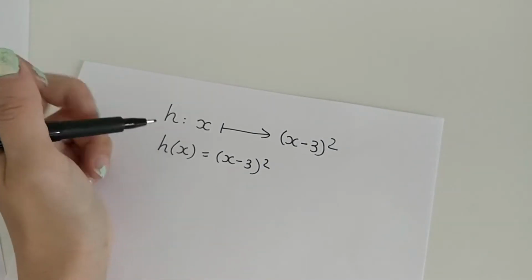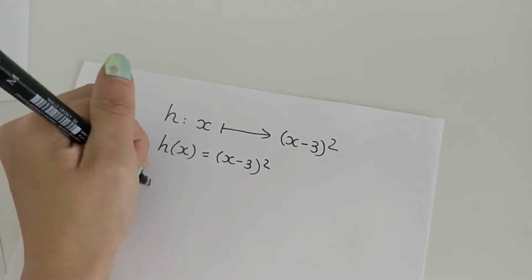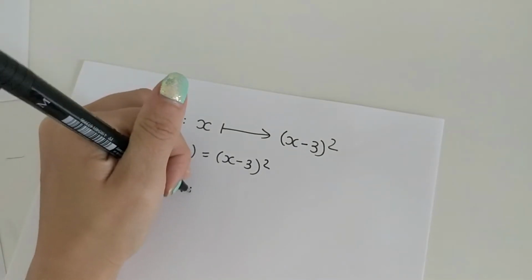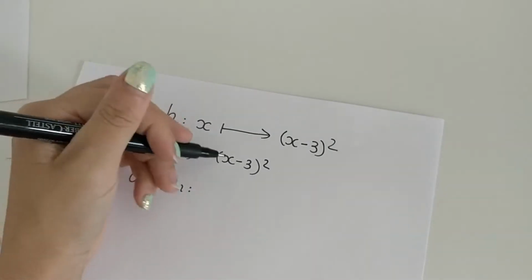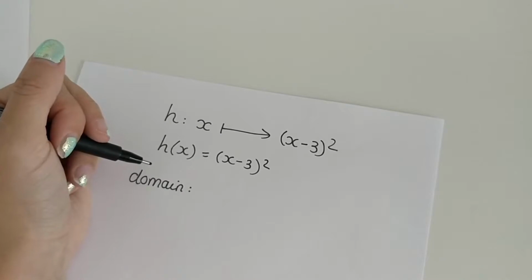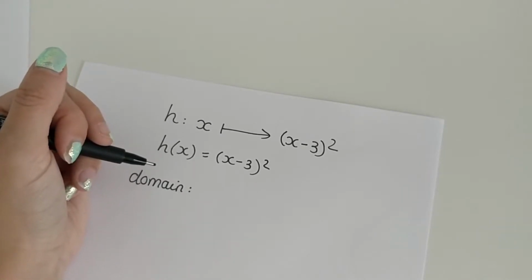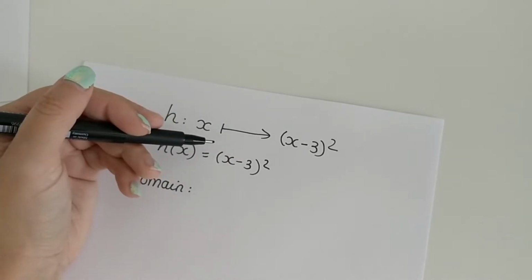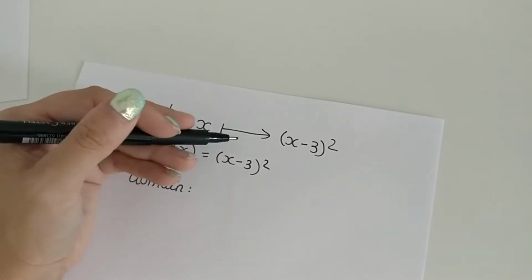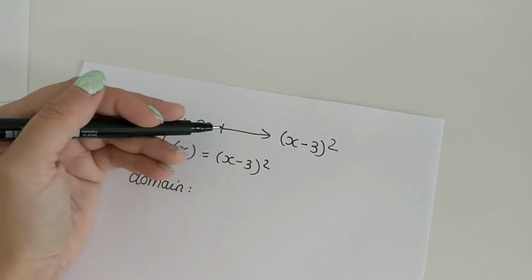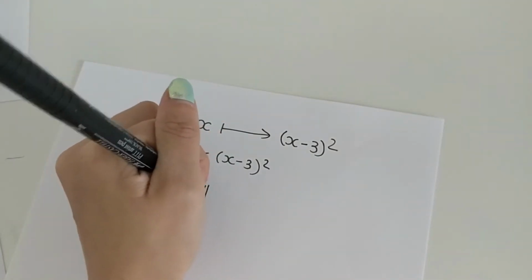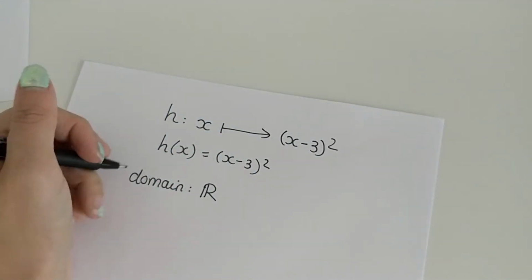Okay, so what would be a suitable domain for this? What's all the possible inputs? Can we put anything into this? Is that allowed? Yeah, basically it's allowed. We're allowed to take away 3 from any number, there's no rules against that. We're allowed to square any number, there's no rules against that. So the domain can be the whole of R.